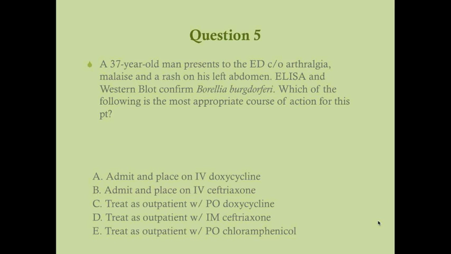Okay, question 5. A 37-year-old man presents to the ED complaining of arthralgia, malaise, and a rash on his left abdomen. ELISA and Western blot confirm Borrelia burgdorferi. Which of the following is the most appropriate course of action for this patient? A. Admit and place on IV doxycycline. B. Admit and place on IV ceftriaxone. C. Treat as outpatient with PO doxycycline. D. Treat as outpatient with intramuscular ceftriaxone. Or E. Treat as outpatient with PO chloramphenicol.